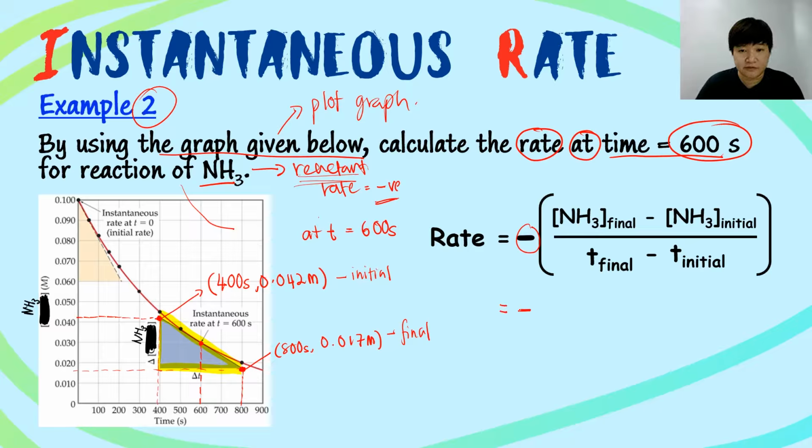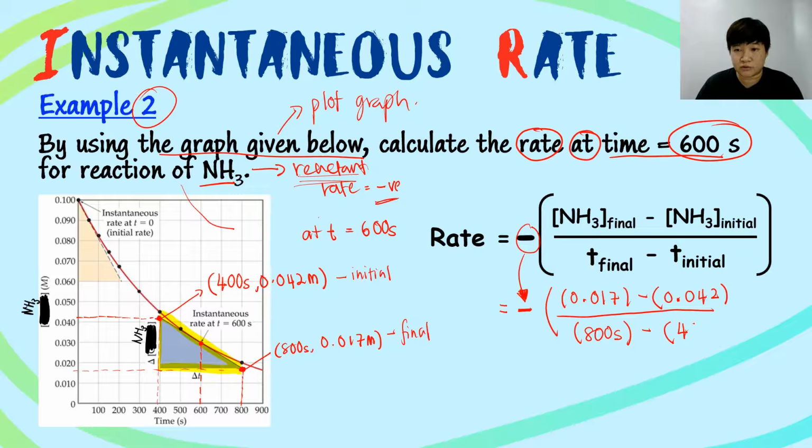Put in the value. Make sure the negative remains there. Don't do anything first to the negative. Okay? And then the concentration final that you have over here, 0.017 molar, minus the concentration initial, 0.042 molar. The time final that I have is 800 seconds, minus the time initial, only 400 seconds. Solve the mathematics, make sure the negative in front is still there. You will have negative 0.025 over 400 seconds.